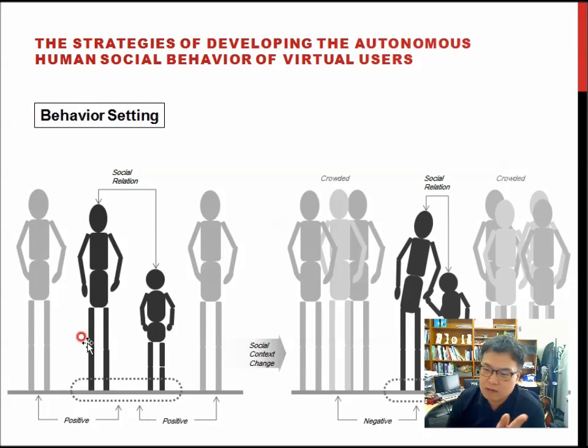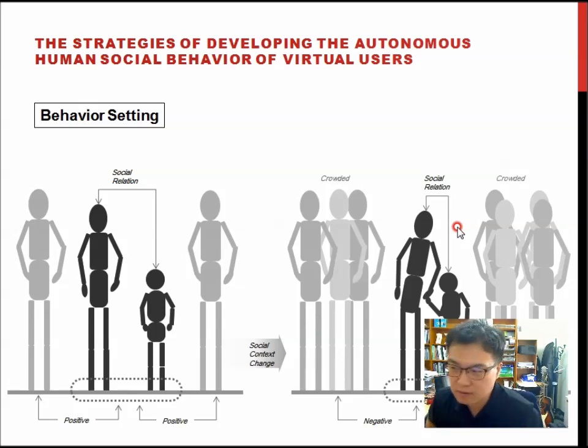When there are few people, the mother and child just stand like that. But when it is crowded and there are a lot of people, the mother wants to protect the child. They stay close and hold hands, a kind of social relation. That means the social environment forces the agent to behave differently.